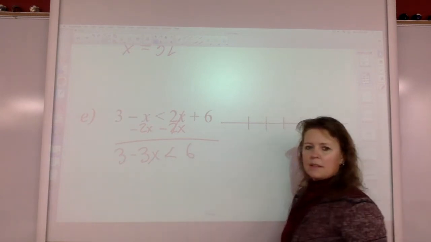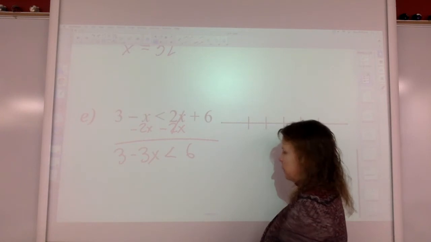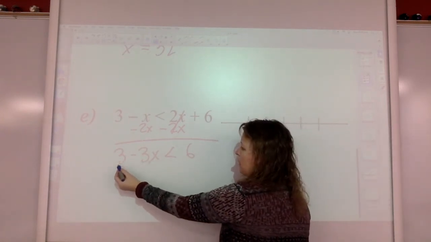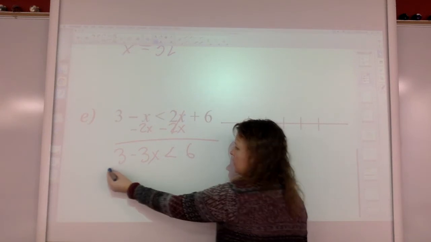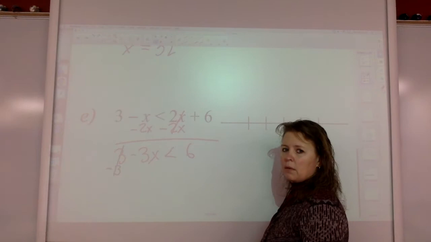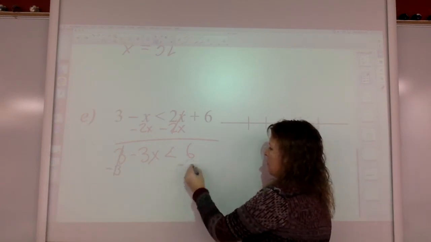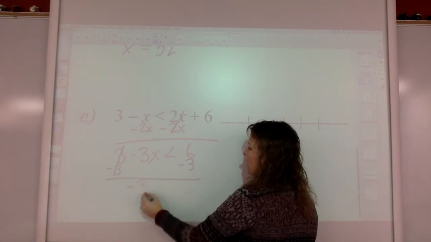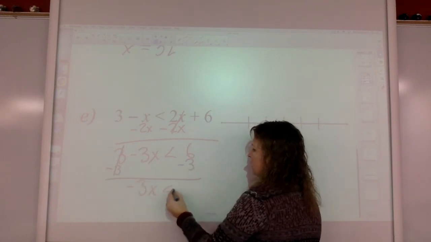Be careful on your next step. I see this way too often from too many students, a common mistake. This is a subtraction problem, but your 3 over here is positive. Because your 3 is positive, to get rid of it, you need to minus it. Minus 3 to both sides of the equation. You now have negative 3x is less than 3.